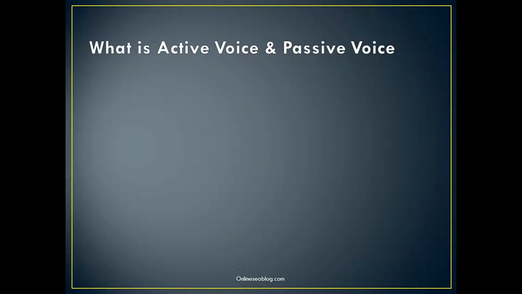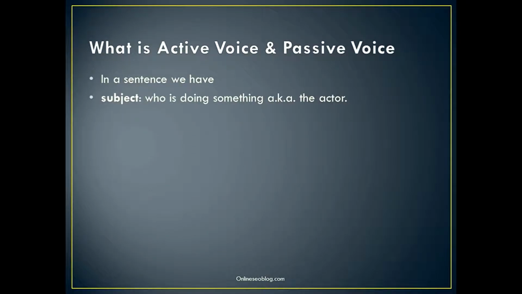Initially, let's get the definition clear from the very first step. So what is active voice? When we talk about a sentence, we have a subject who is doing something, like Gary played the guitar. Gary is the subject who is doing something. What he is doing it to is the object, that is the receiver. Guitar is the object. The subject is who is doing something, and that to which something is done is the object.